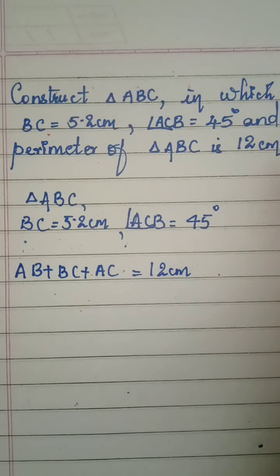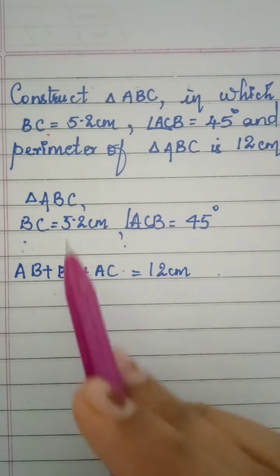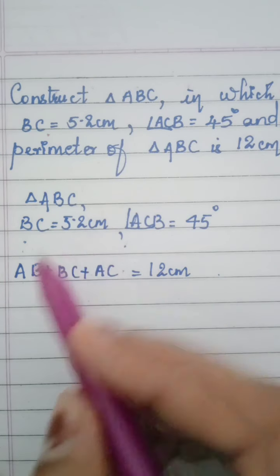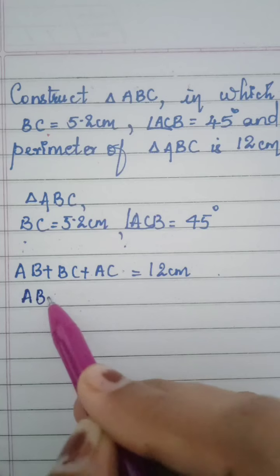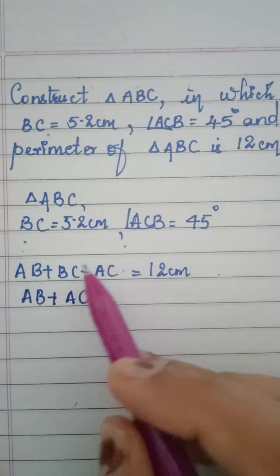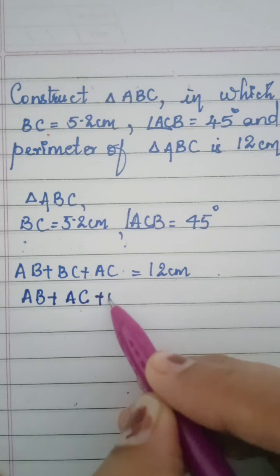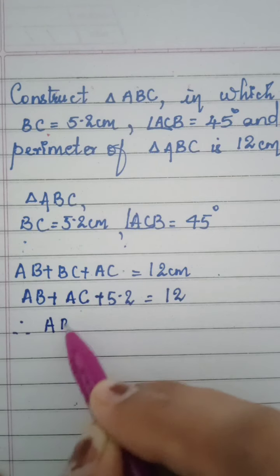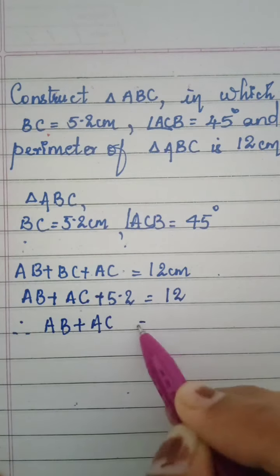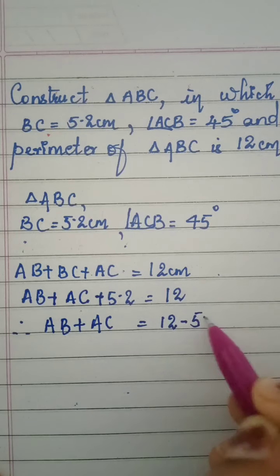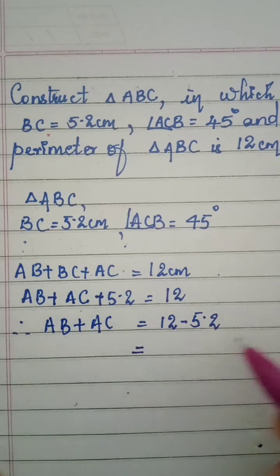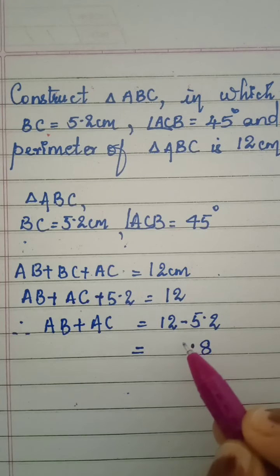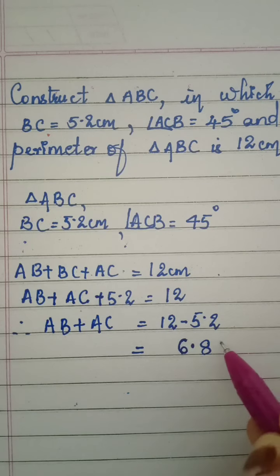So, you also make this correction. So, the perimeter of the three sides is given as 12 centimeter. Out of this, one side we know, BC is 5.2. So, how much will be AB plus AC? BC we know, no? BC is 5.2. So, AB plus AC plus 5.2 is equal to 12. Therefore, AB plus AC is equal to 12 minus 5.2. Correct? 12 minus 5.2 is 6.8 centimeter.